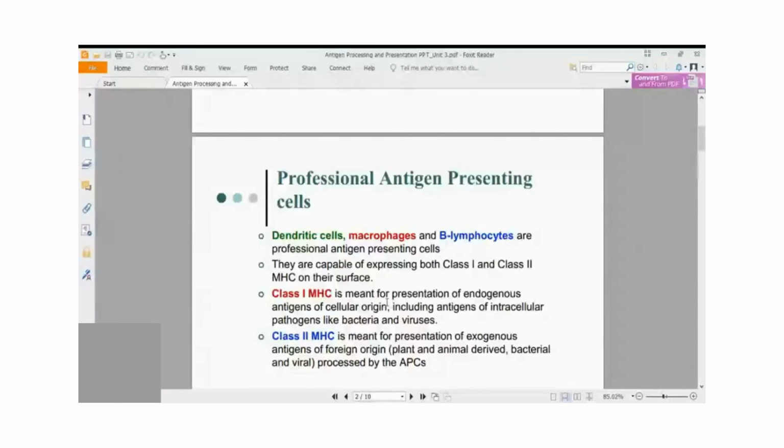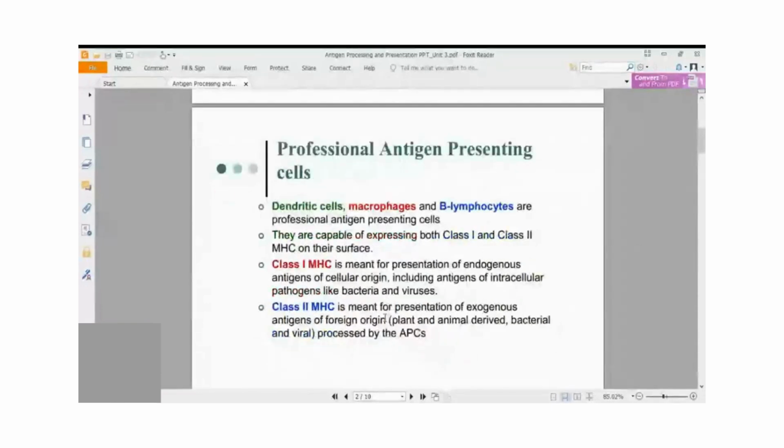Okay. So, class 2 MHC molecules will be expressed only on antigen presenting cells. They are not going to be expressed by the other cells. But antigen presenting cells also have class 1 MHC. Simultaneously, they can express class 2 MHC. That is the characteristic of antigen presenting cells.